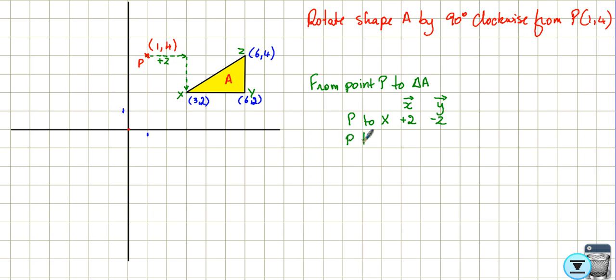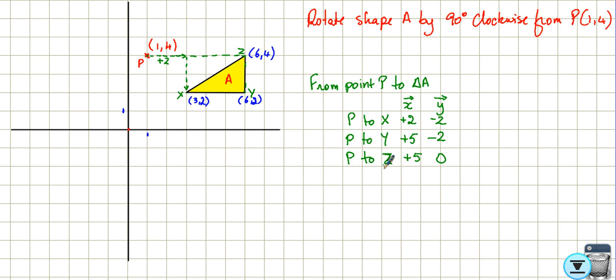From point P to point Y, what do I need to do? Again, same thing. From P to Y, I have to, this time, add 5 on the X and subtract 2 on the Y. From P to Z, what do I need to do? I need to add 5 on the X and the Y is on the same line. So from P to Z, plus 5 and 0. Alright, I'm not going to move any values. So that's to go from point P to triangle A.